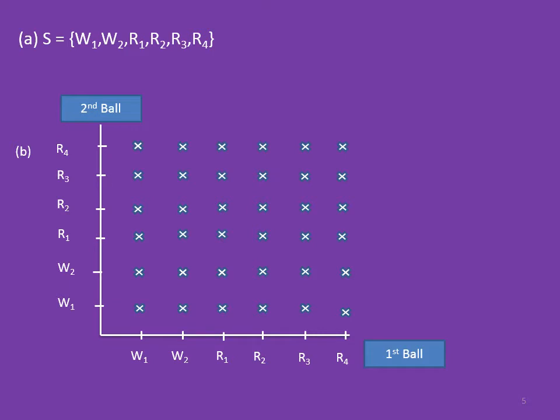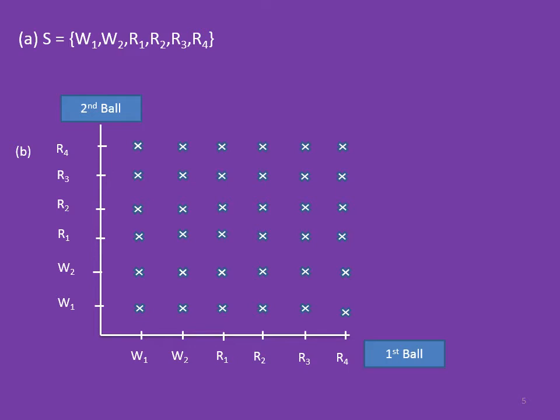And is this independent or dependent? This is independent. Why is that? You are replacing the first ball back. Then you have to mark all the outcomes on the grid. I will explain Part C later.